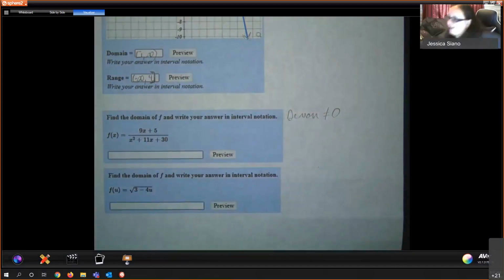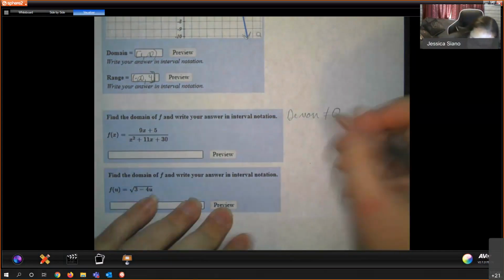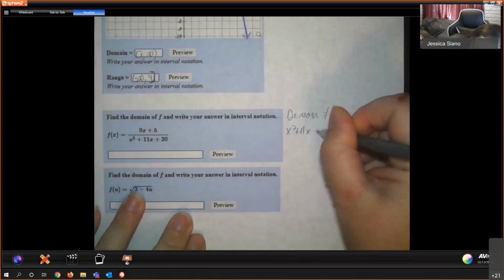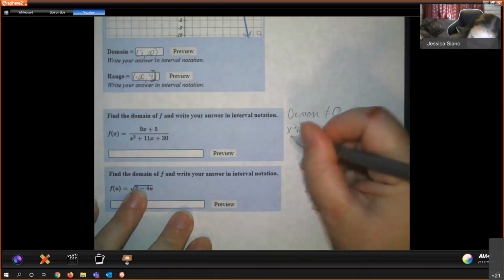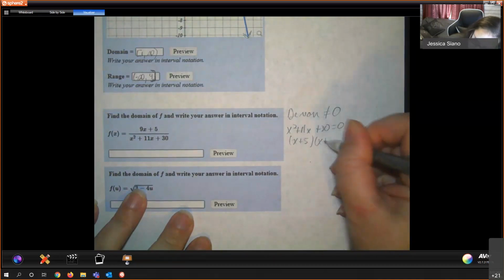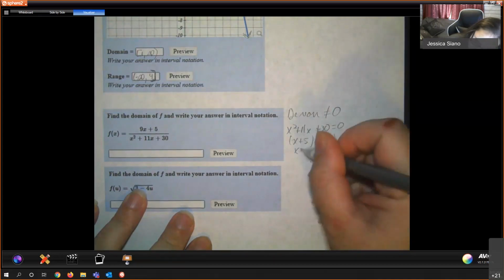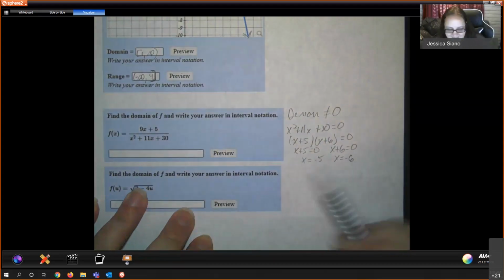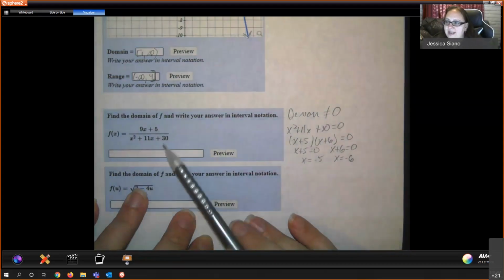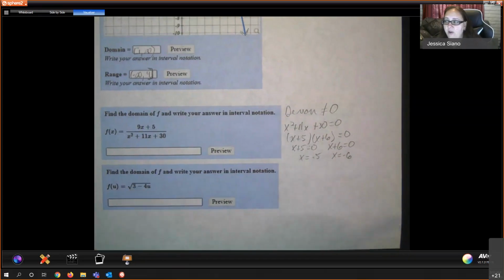So what we're going to do is set the denominator equal to 0 and see where that would happen. So we have x squared plus 11x plus 30 equals 0. Two numbers that multiply to 30 and add to 11 are 5 and 6. So then x plus 5 equals 0 or x plus 6 equals 0. So either x equals -5 or x equals -6. So if I plugged in a -5 or a -6, that denominator would be 0, and that would be no good because we can't have 0 in the denominator of a fraction.